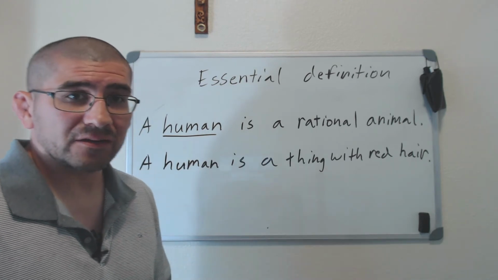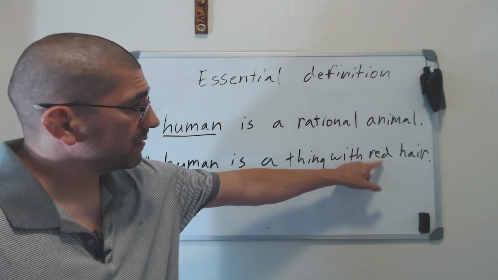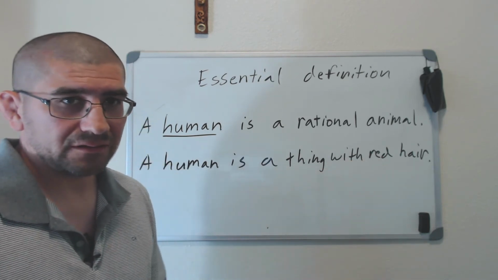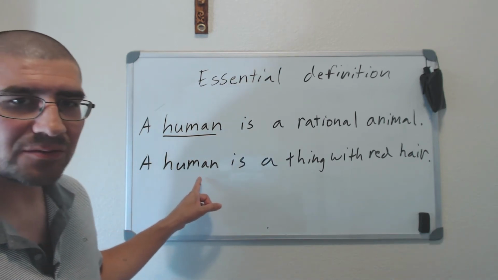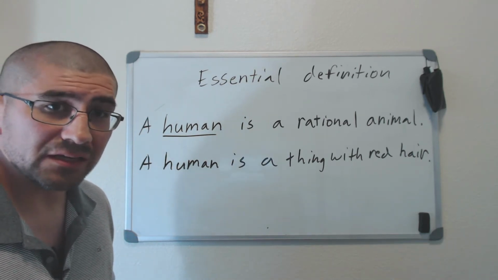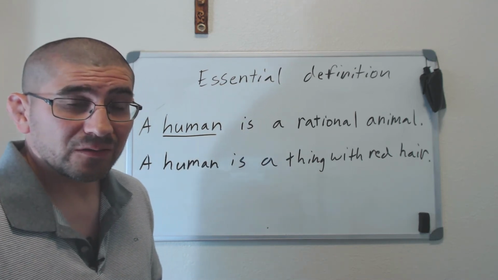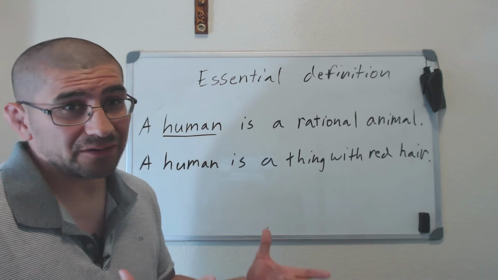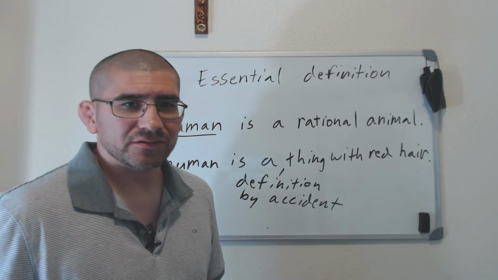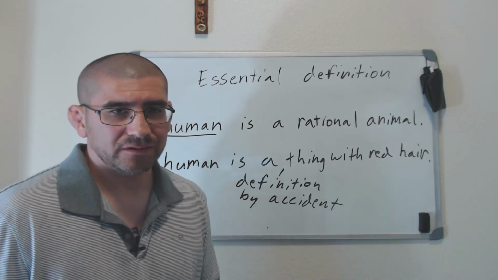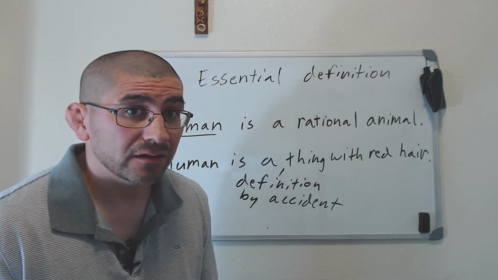Some people have black hair, brown hair. Some people don't have any hair. So this definition is not an essential definition. Why? Because it does not apply to all human beings. And using the rules that we went over already, what would that make it? It would be too narrow, because red hair is an accidental characteristic. In other words, it's not essential. You could be a human being without having red hair.